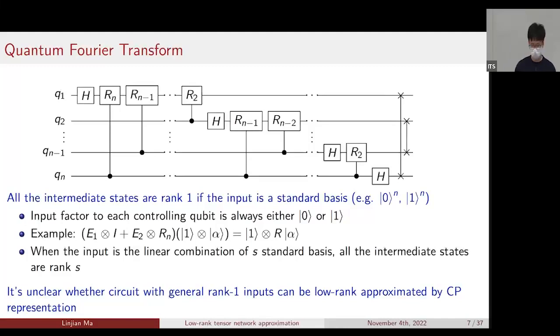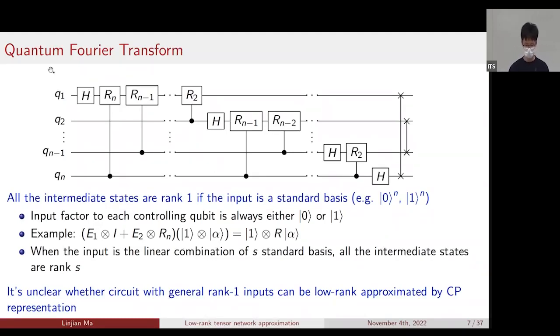Okay, so let's first take a brief look at QFT. Chris just gave a very good talk on using MPS to simulate QFT. And here I'm going to do a simple analysis. So let's look at using CP decomposition and what kind of results we can get to simulate the QFT.